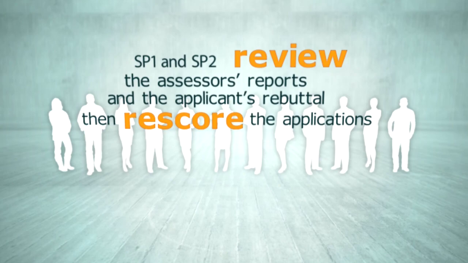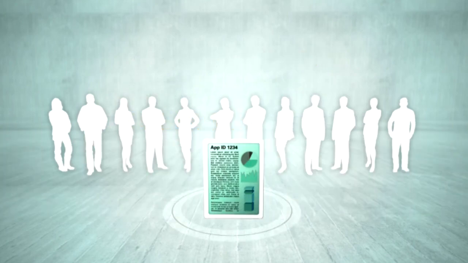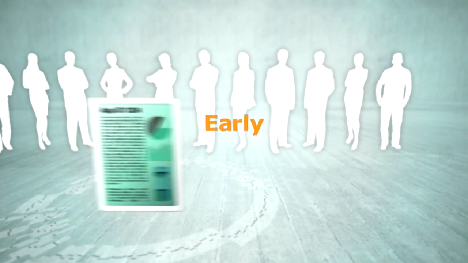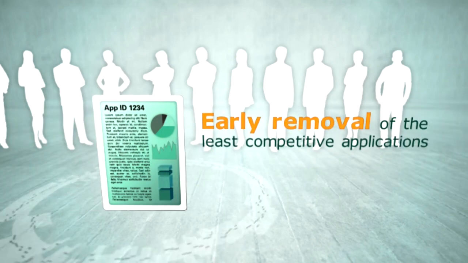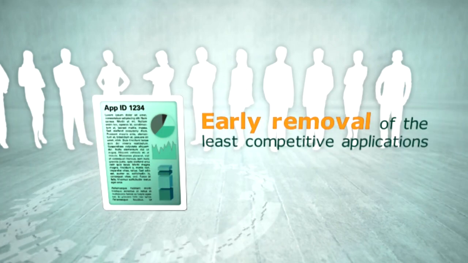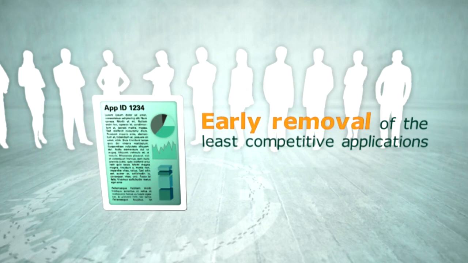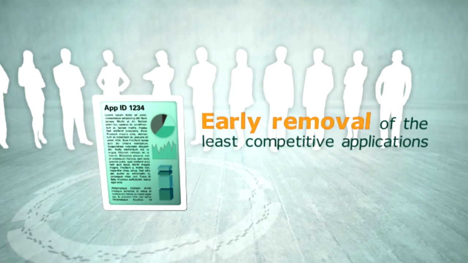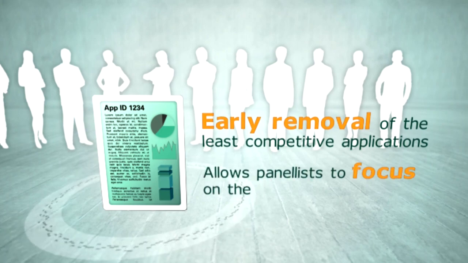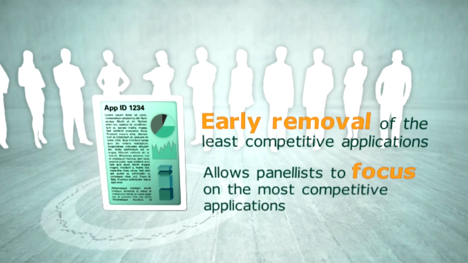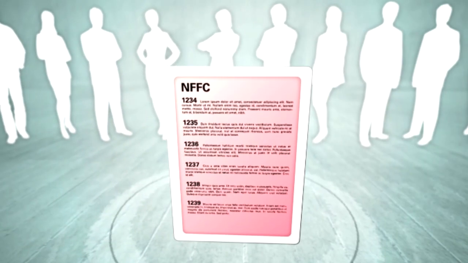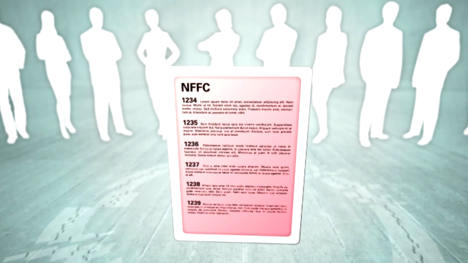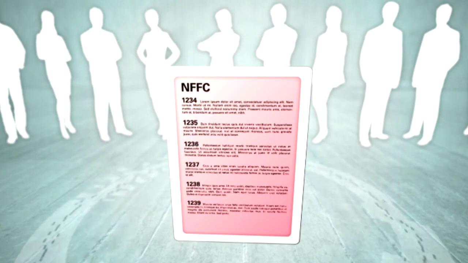With so many applications for each panel to review, early removal of the lowest scoring bottom half, and thus the least competitive applications, will make this task a little easier and allow panellists to focus on the most competitive applications. A list of applications is compiled by the NHMRC based on spokesperson scores, and these are now considered not for further consideration, or NFFC.